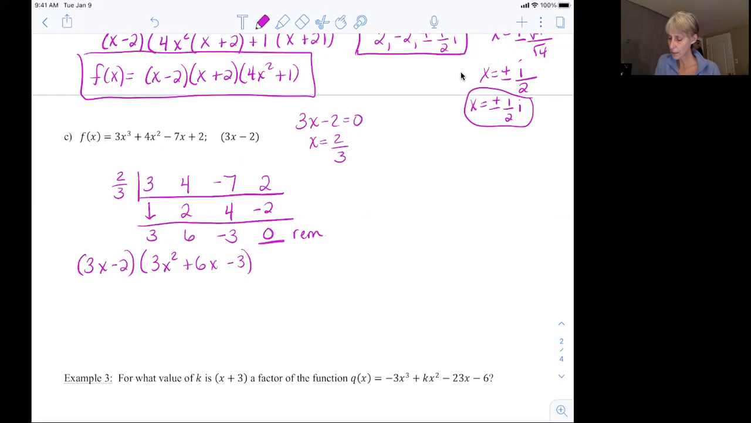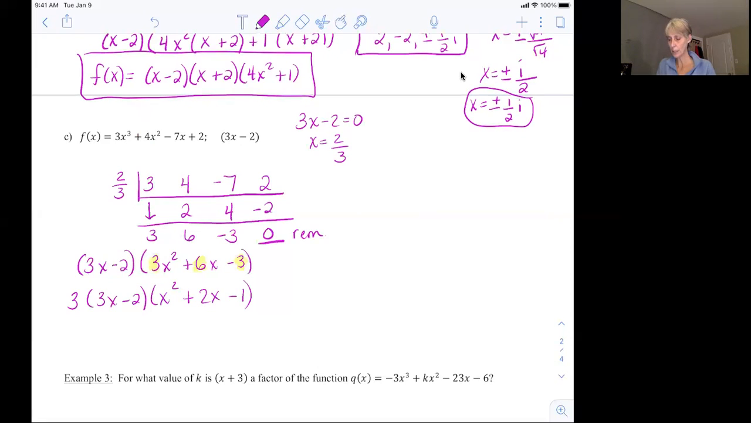Now, when I look at this, I see I have a GCF in this factor. So I'm going to factor that out. And I get x squared plus 2x minus 1. Did I do that correctly? 3x squared plus 6x minus 3.